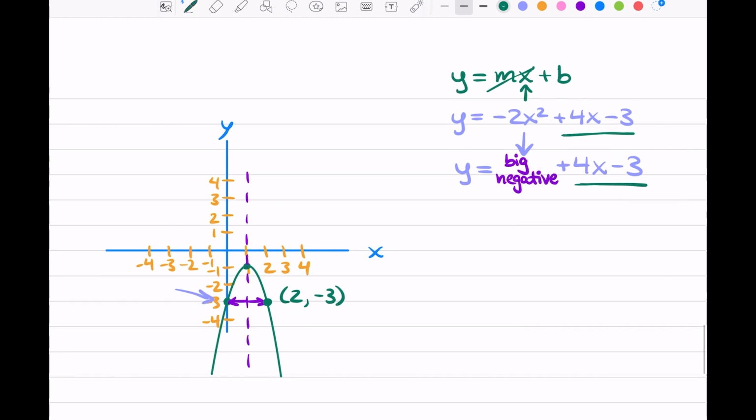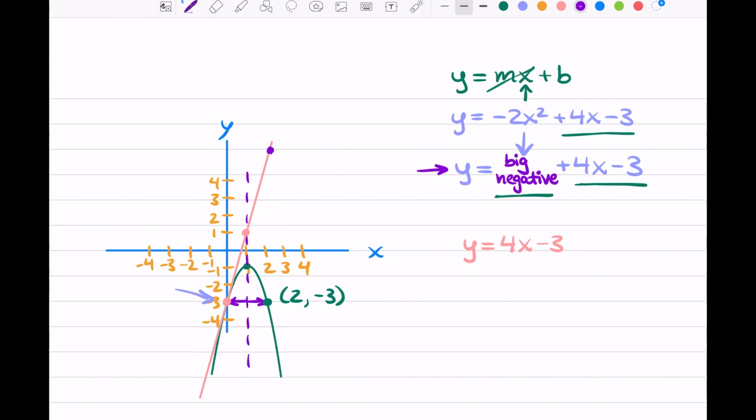So it's like we're starting with a line and then adding a big negative number to every y. What does that look like on the graph? Let's draw y equals 4x minus 3. So we have a y-intercept at negative 3. Our slope is 4. So we can rise 4 and run 1. So our quadratic equation here says we're starting with the line y equals 4x minus 3, and then we're adding a big negative to every y value.